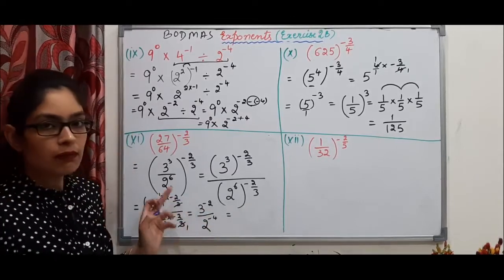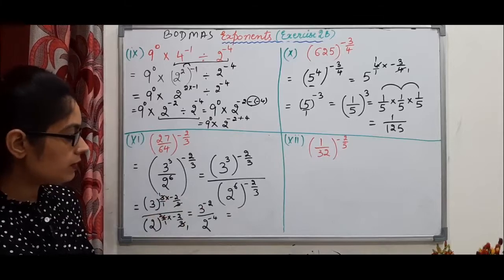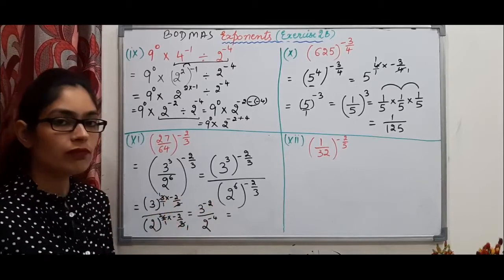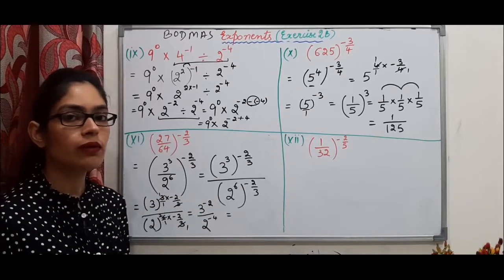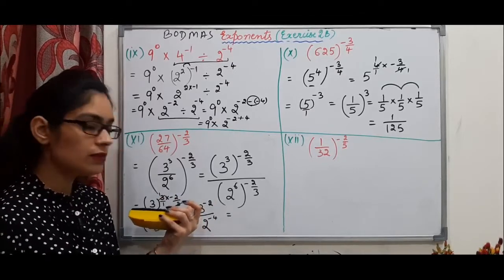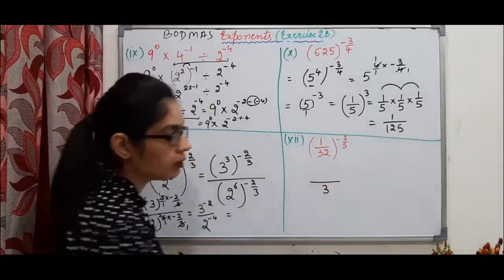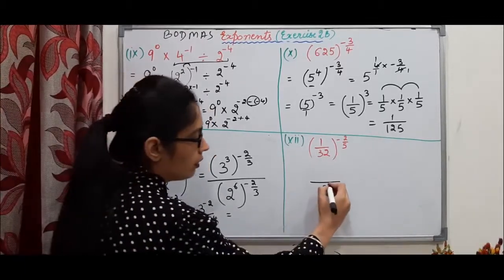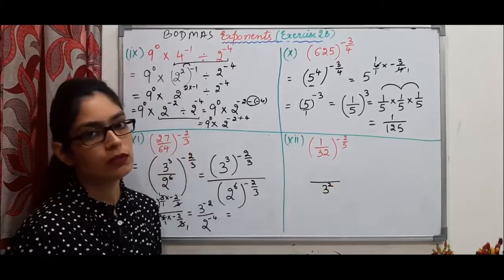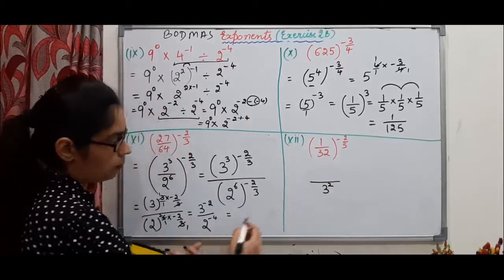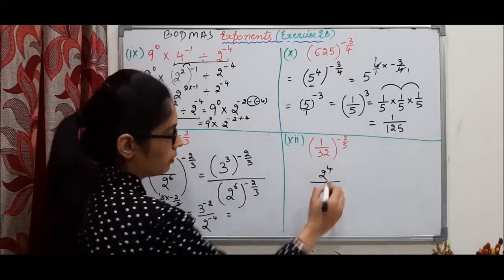Now both the powers are negative. See, both the powers are negative, so let's make the powers positive. How can we make the powers positive? By doing reciprocal. See, if 3 is in numerator, if I do its reciprocal, 3 will go to denominator. Reciprocal means interchanging of numerator and denominator. So its reciprocal, if I do, is 2 to the power 4.